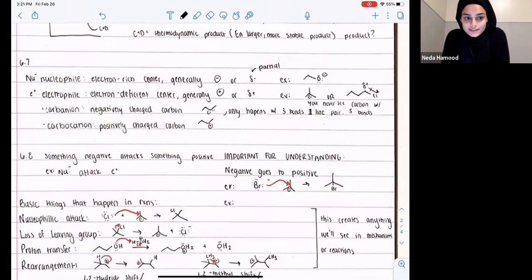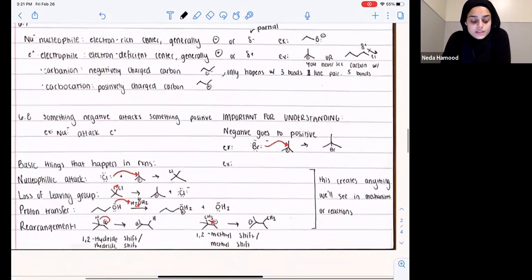Cool? Hopefully that made sense. And then we have our carbocation, which is just a positively charged carbon. And that, again, comes into play when we're looking at our reactions. 6.8, we have something negative attacks something positive. So this is really what we see in every single reaction.